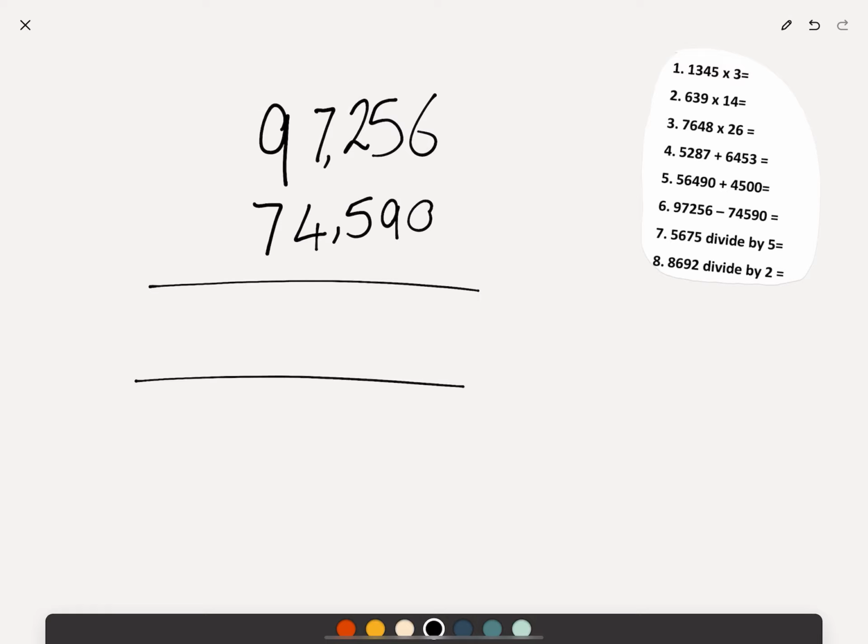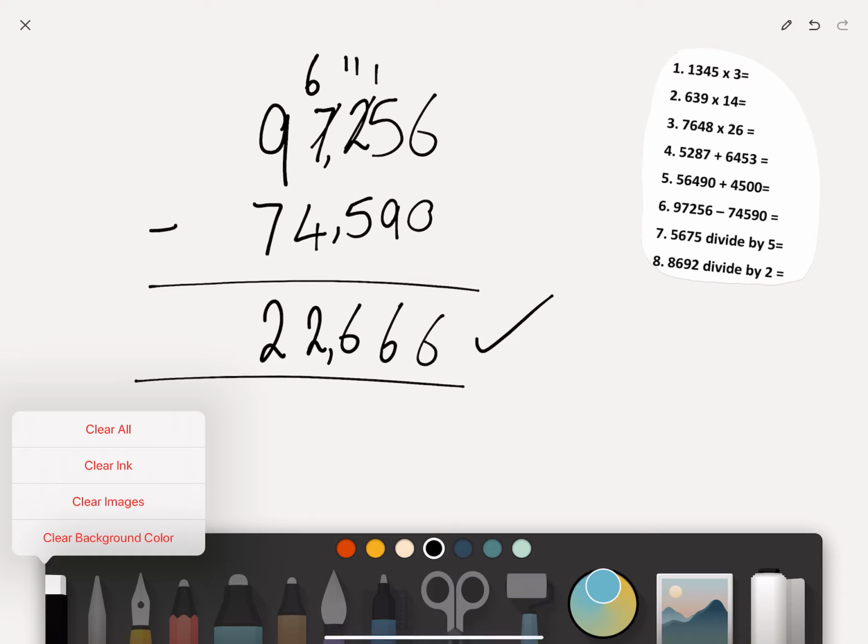590. 6 subtract 0 I can do, it's 6. 5 subtract 9 I can't do, so I'm going to exchange from here. 15 subtract 9 is 6. Yeah, goodness me, I'm not making those short ones today. 6. 11 subtract 5 is... come on. 6. 6 subtract 4 is 2. And 9 subtract 7 is 2. So it's 22,666, which is the correct answer, because I've got it in front of me.